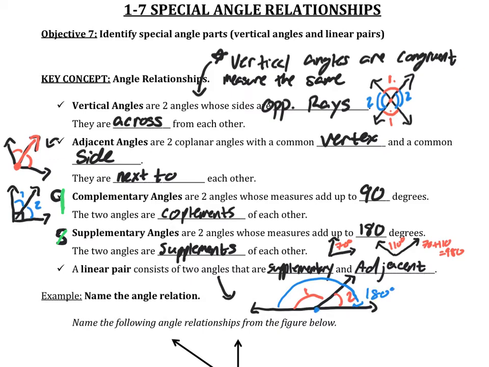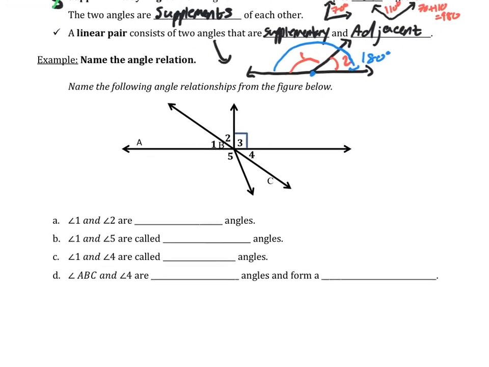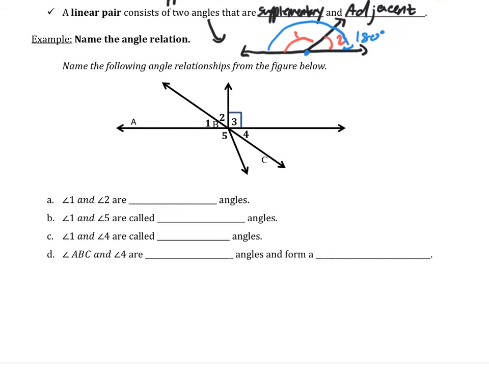Okay, so where are we going to use these? So we want to be able to talk about relationships in different figures. Okay, so we have to fix a little bit of the wording here. So angle 1 and angle 2. That's these guys right here. We would say that they are complementary angles.